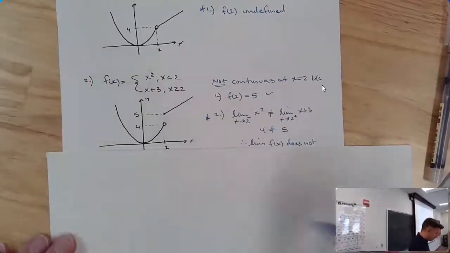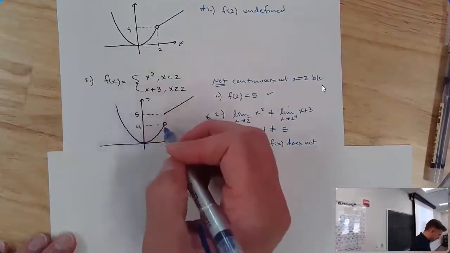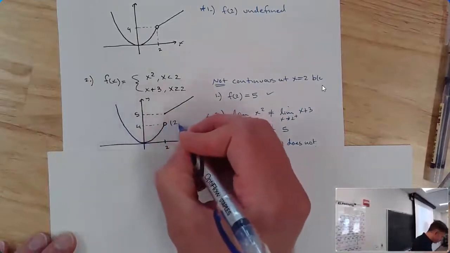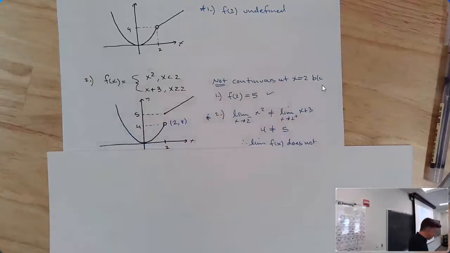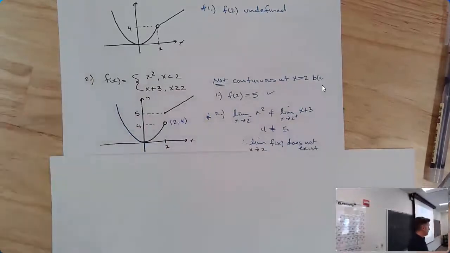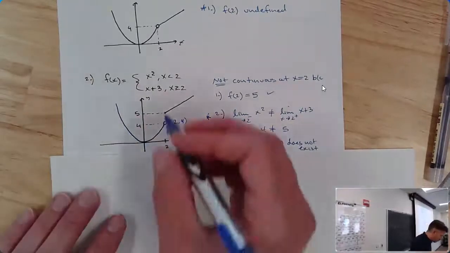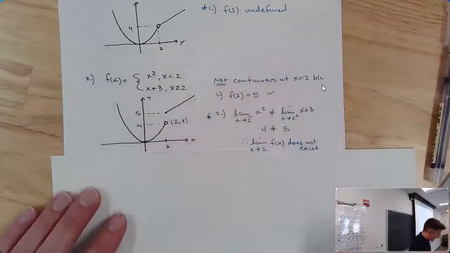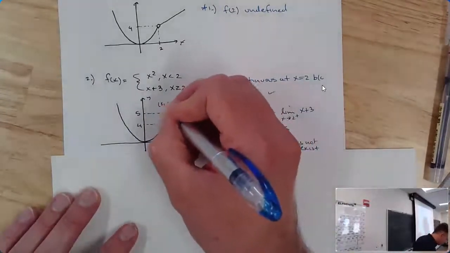Here's your x squared, right? The usual parabola up to the point 2, 4. 2, 4 is not a point on the graph, but it is where a hole is still, so I like to label it. And this point up here, the beginning of the other piece of the graph, is 2, 5.